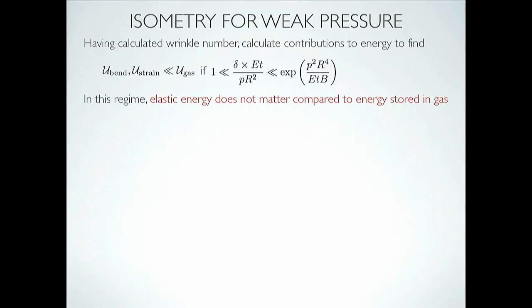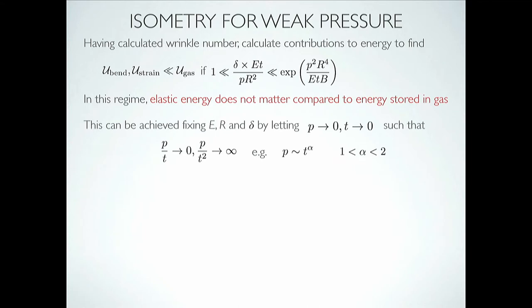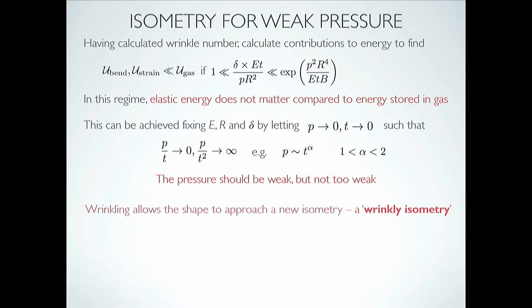But I still haven't told you why it's doing this. So I've calculated the number of wrinkles, and now I can calculate the energy. It's a little bit technical, but I have to allow the thickness to go to zero, and for my approach to be valid, I also need to let the pressure go to zero, and in the right sort of way. I need the pressure divided by thickness to go to zero, but pressure over thickness squared to go to infinity. So it's maybe a little bit of a mathematician's thing.